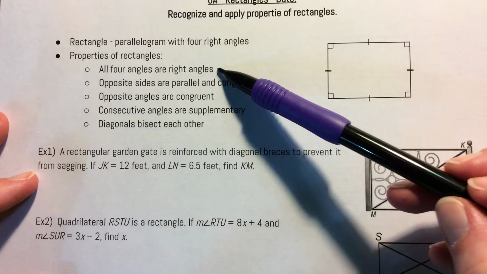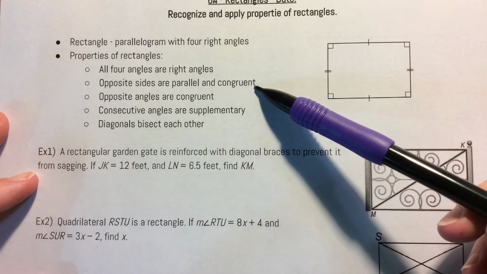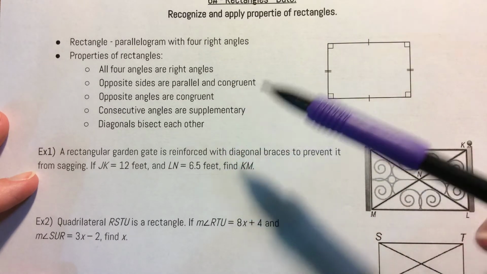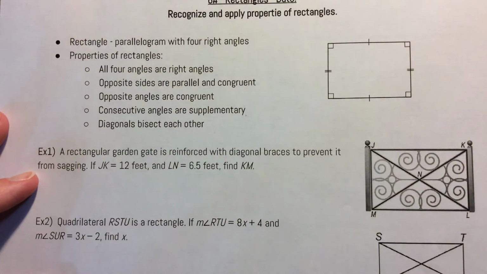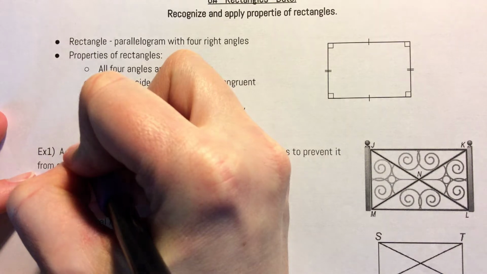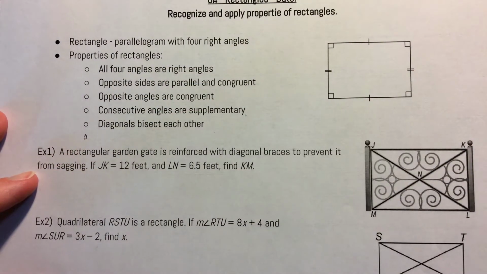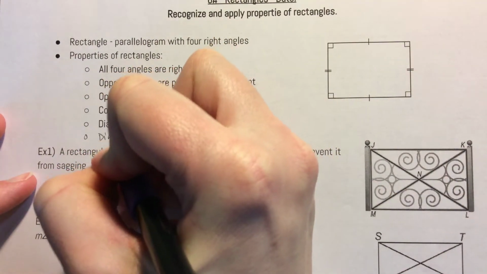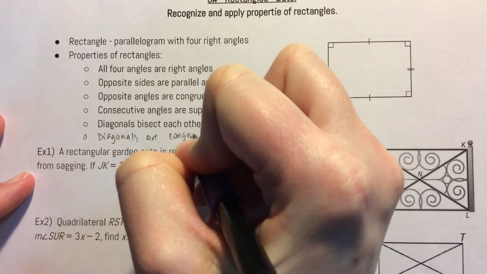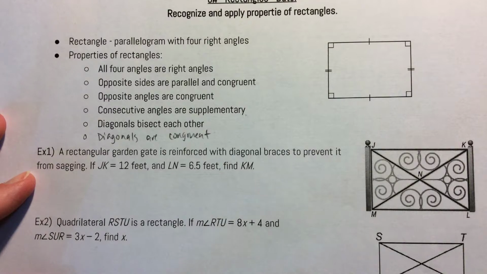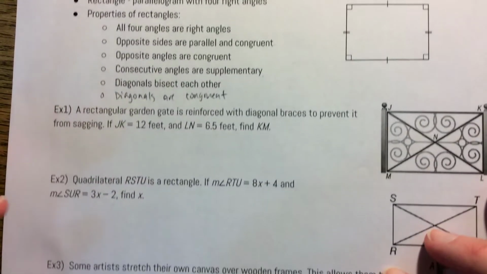So we have all 4 right angles. Opposite sides are parallel and congruent. Opposite angles are congruent. Consecutive angles are supplementary. Diagonals bisect each other. And then another one that is important for rectangles is that the diagonals are congruent. So the diagonals are going to be the same length.